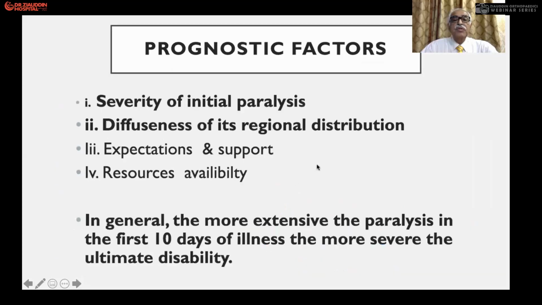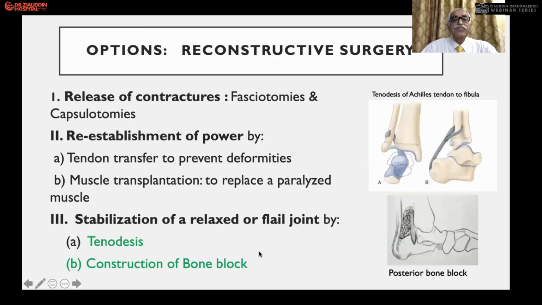We should also know the prognostic factors before embarking on surgery: severe initial paralysis, diffuseness of its regional distribution of the paralysis and the deformities, patient and parents' expectations and the support available to the patient, and the resource availability. In general, it is said that if there is more extensive paralysis in the first 10 days of illness, there is more severe ultimate disability.